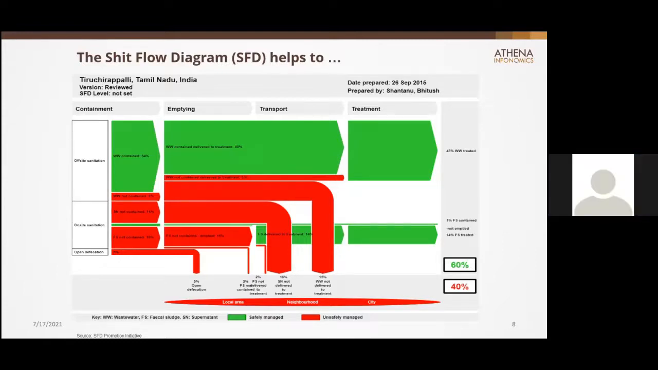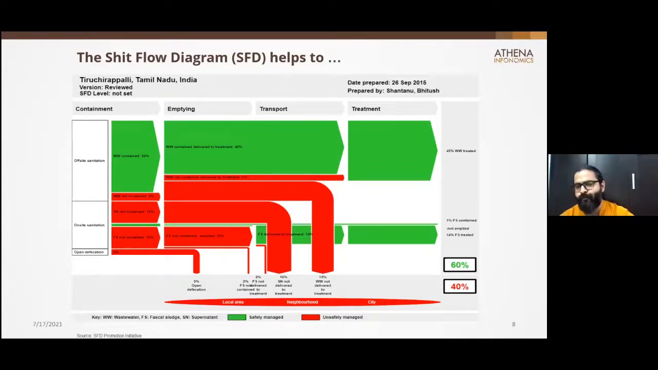So as a bottom line, if there are septic tanks which are connected to the soak pits, they can be considered as good as on-site sanitation, let's say pit latrines. So this will run throughout the containment, emptying, transport, and treatment as a safe green arrow, isn't it? Provided the groundwater table is not high. Yeah, of course, sure. So that's a small caveat there.